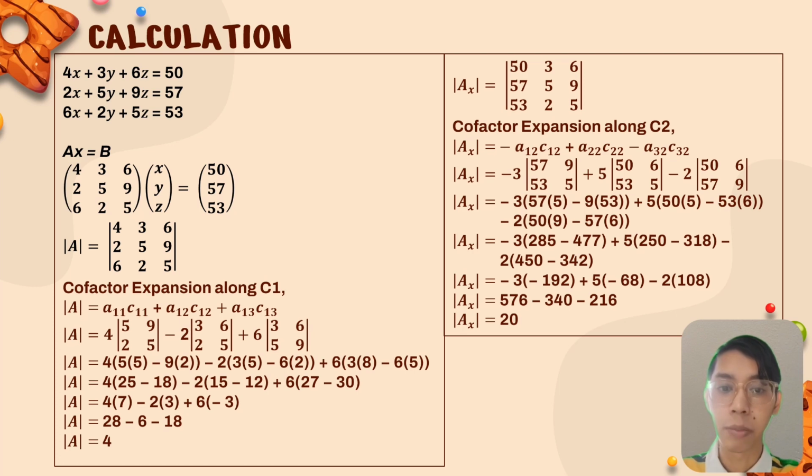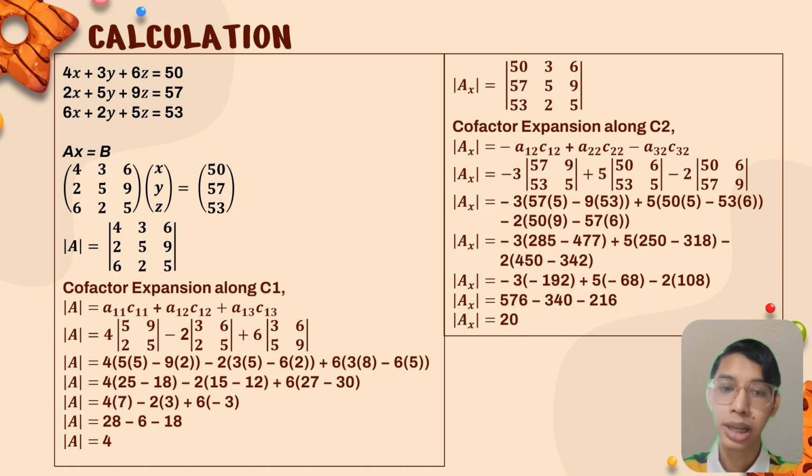For the AY determinant, we replace column 2. Column 1 is 4, 2, 6. Column 2, we replace with the answers, which are 15, 57, and 53. And column 3 is 6, 9, 5. For this AY determinant, we use cofactor expansion along column 1.